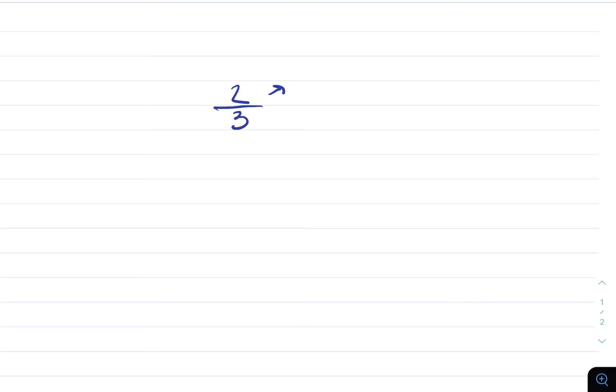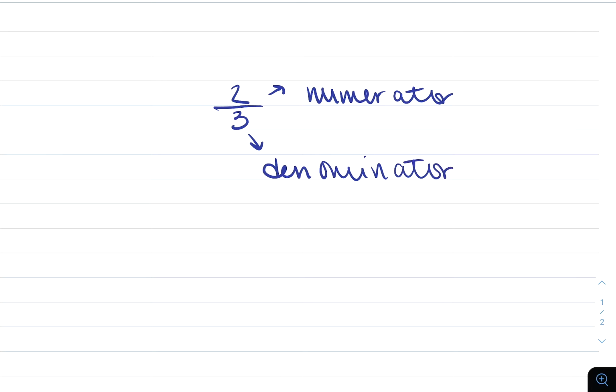So that 2, we call that our numerator. The 3 is going to be our denominator. And then that line in between, we like to call that our fraction bar. And you'll notice that that fraction bar is also a symbol for division.